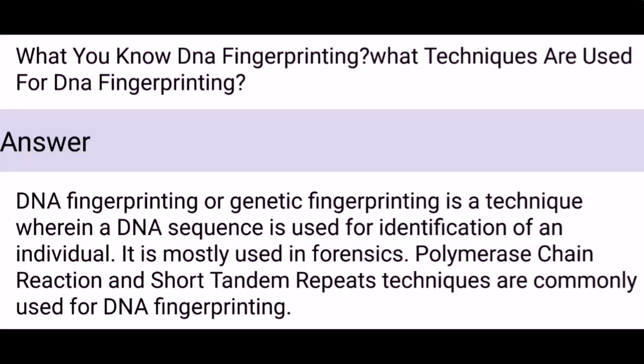What do you know about DNA fingerprinting? What are the techniques used for DNA fingerprinting? DNA fingerprinting or genetic fingerprinting is a technique wherein a DNA sequence is used for identification of an individual. It is mostly used in forensics. Polymerase chain reaction and short tandem repeats techniques are commonly used for DNA fingerprinting.